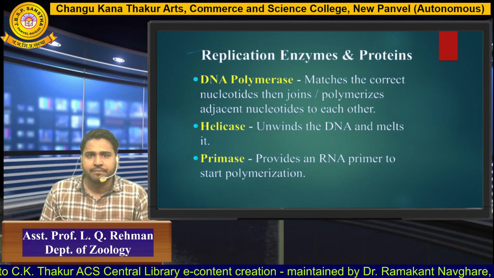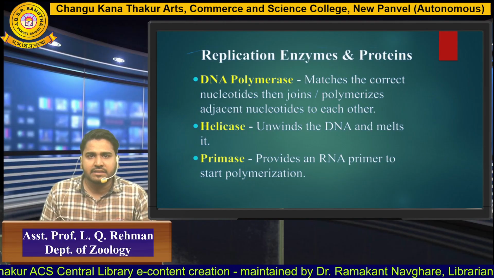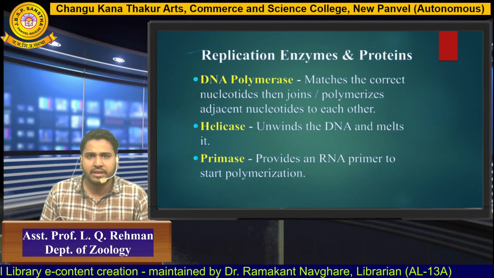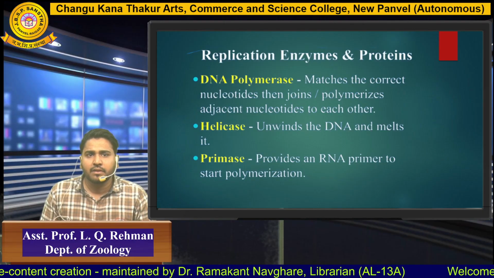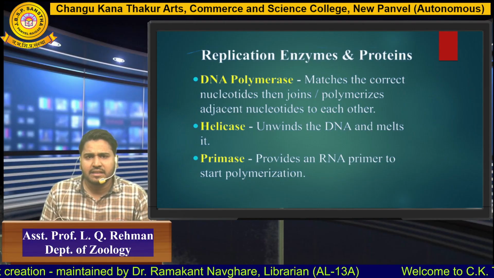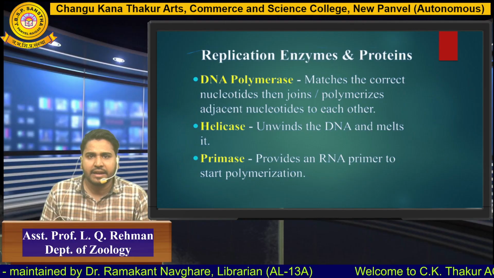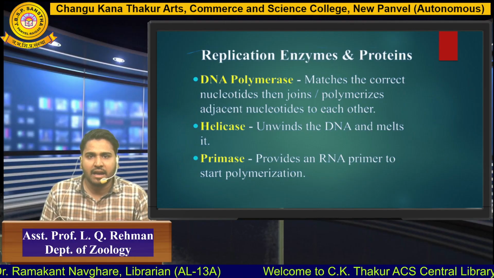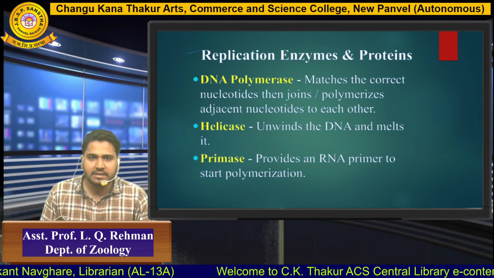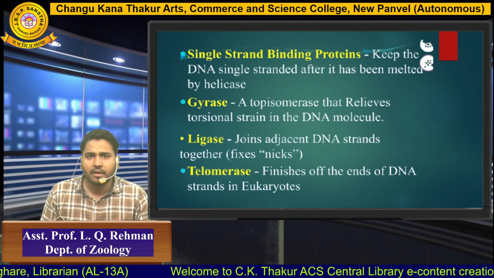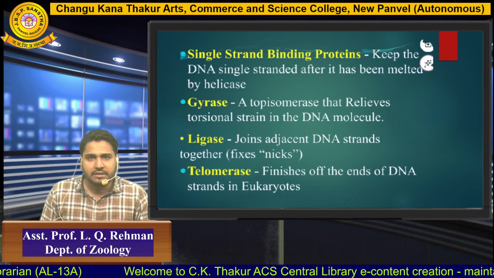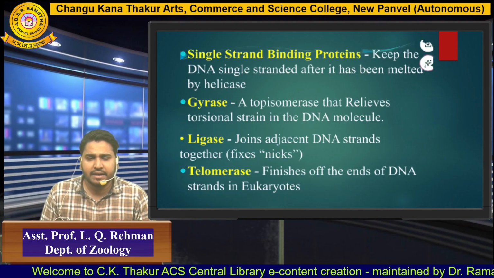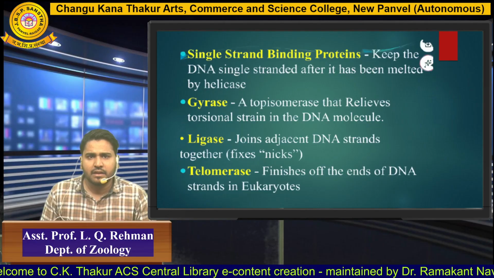DNA polymerase. It matches the correct nucleotides and polymerizes adjacent nucleotides to each other. Helicase. Helicase basically unwinds the DNA and it melts it. Next one is primase. It provides an RNA primer to start polymerization. Now what are SSB proteins? It keeps the single strand of DNA after it has been melted by helicase.